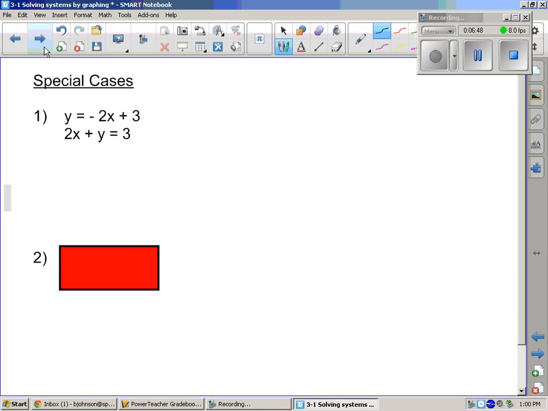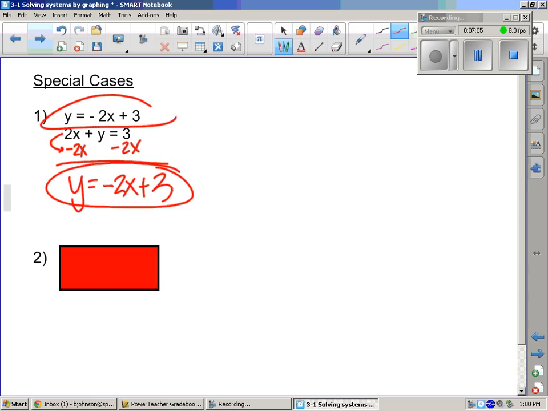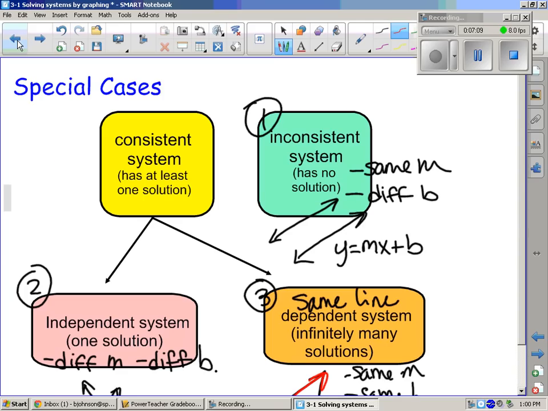So here are some examples. First one, my first equation in the first example is in slope-intercept form. I want to turn the second one to slope-intercept form, so to do that, I'm going to subtract 2x on both sides. I'll get y equals negative 2x plus 3. This line and this line are exactly the same. So if you look back to our categories here, to be exactly the same, it's going to be a dependent system.